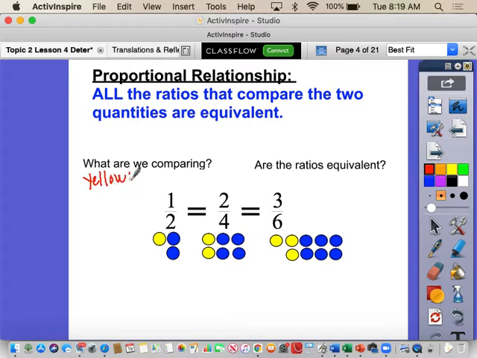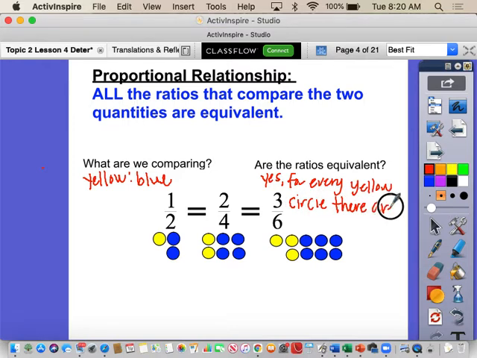So I'm just going to write yellow to blue. And then ask, are the ratios equivalent? So we got 1 to 2 equals 2 to 4 equals 3 to 6. Are all of those ratios equivalent? Okay. So how do you know they're equivalent, DJ? Yeah, for every yellow circle, there's 2 blue. So they all have that same relationship between the yellow circles and the blue circles, so that makes them equivalent. So therefore, they would be proportional.